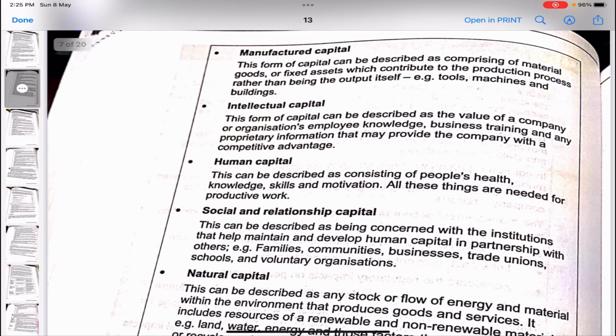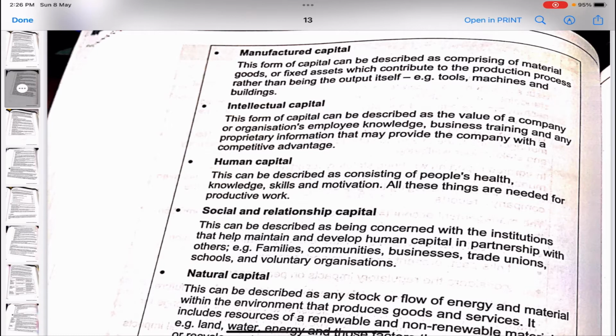The second one is manufactured capital. This is the form of capital that can be described as comprising material goods or fixed assets which contribute to the production process rather than being the output itself. Example, the tools, machines and buildings. So the assets, the material which are required in the production process, are known as manufactured capital. Like tools and buildings and machinery, etc.